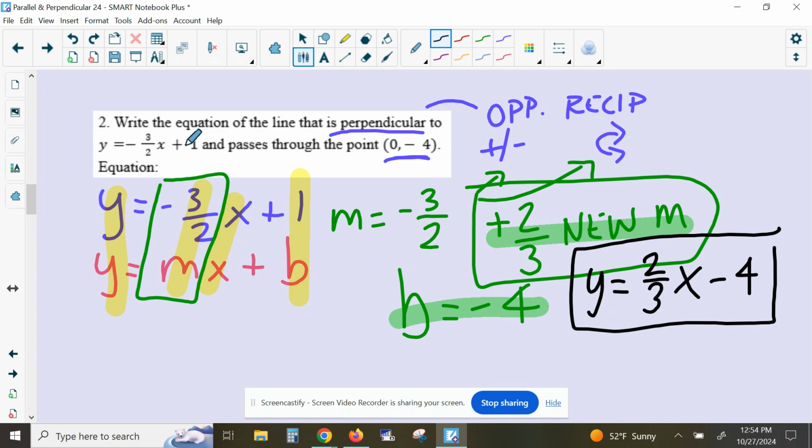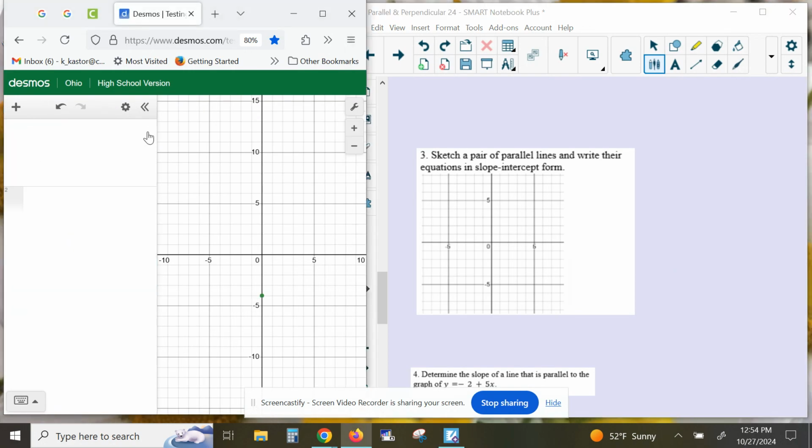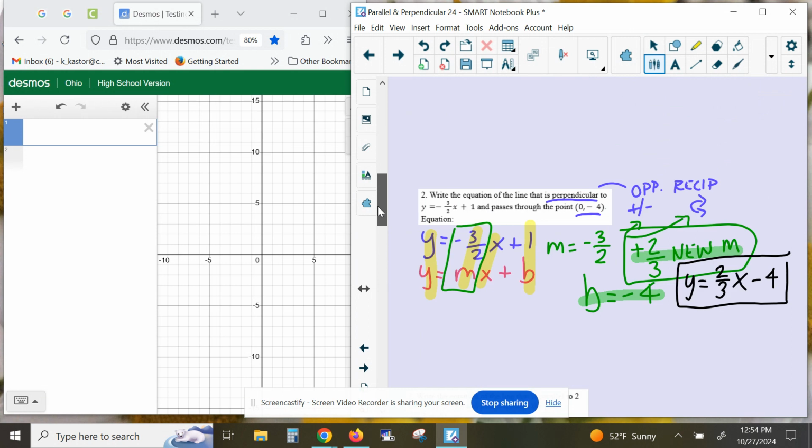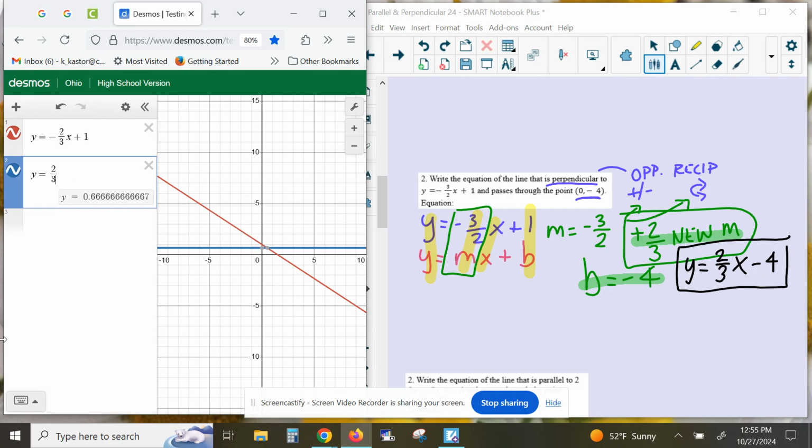And if you wanted to put this equation and this equation both in Desmos, you could see that they would be perpendicular. So let's clear this out. Let's put them both in Desmos real quick just to check our work. So my first equation is y equals -2/3 x plus 1. That was the first equation they gave me. And our answer we got right here was y equals 2/3 x minus 4.